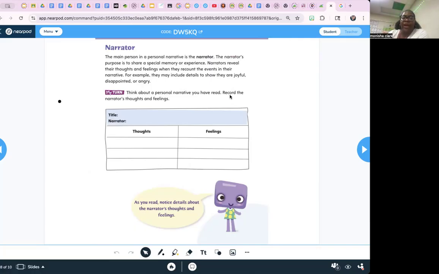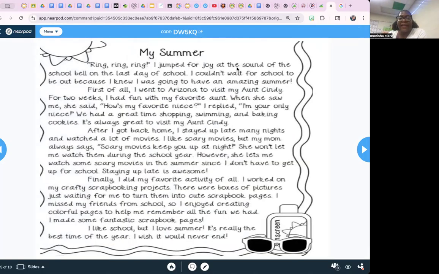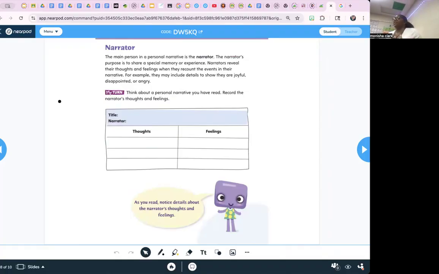Think about a personal narrative you have read. Record the narrator's thoughts. So, we know that the narrator in the beginning of the story said, let's go back to it so we can get the exact wording. I jumped for joy at the sound of the bell on the last day of school. I couldn't wait for school to be out because I knew I was going to have an amazing summer. So, let's think about this. Sometimes when we're excited and we can't wait and we're sitting and looking around and shaking and looking at the clock, waiting for it to go, we are anxious. So her thoughts were she couldn't wait for the bell.